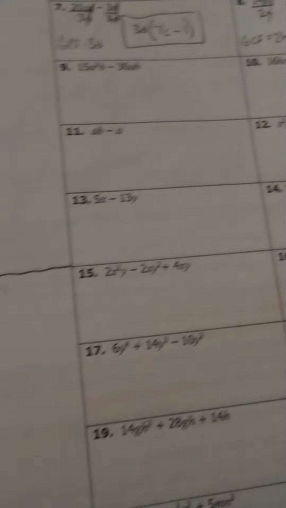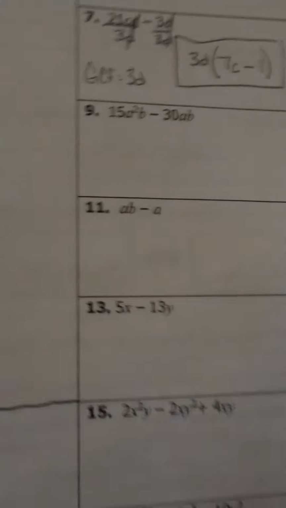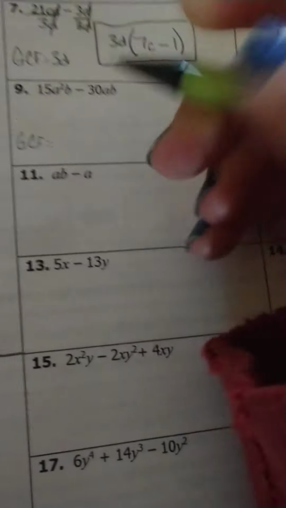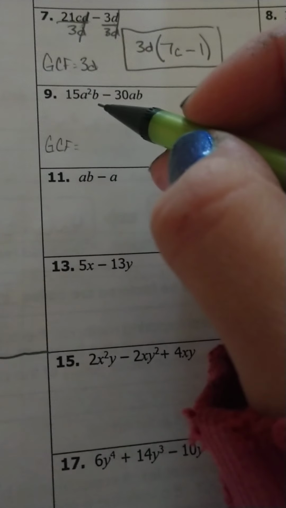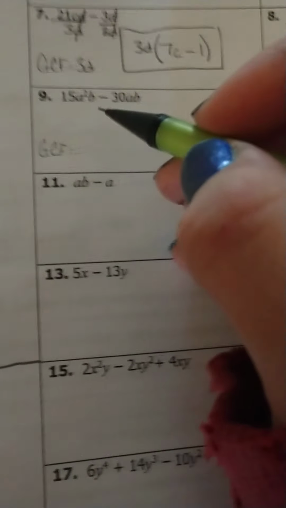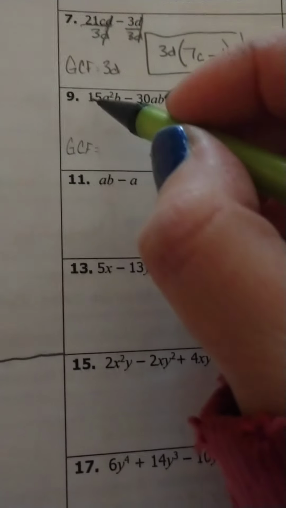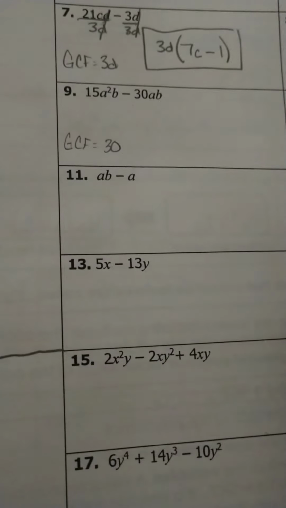All right, number 9, GCF. We've got 15A squared B minus 30AB. So start with your smaller number. Does 15 go into 30 evenly? Yes, it does. Makes life easy. 15. I said 15 and I wrote 30. There we go.